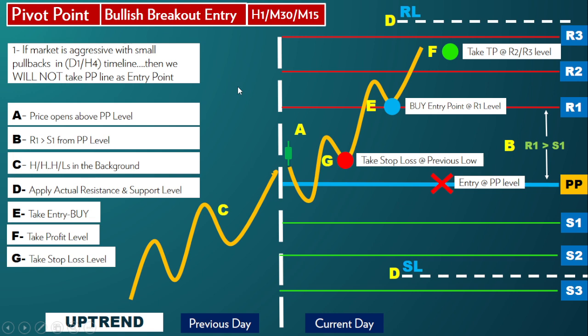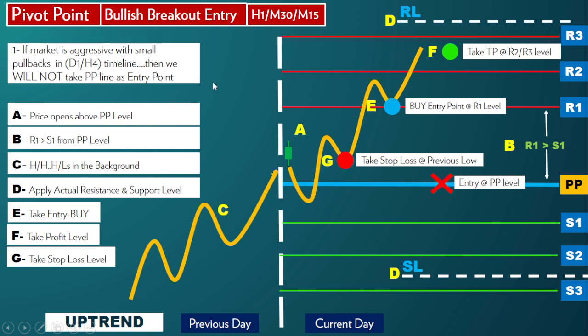So see guys, when you are dealing with pivot point and you have a particular scenario, bullish breakout, and in this scenario you have this signal that the market is aggressive with small pullbacks in daily time frame and H4 time frame, then the one thing you have to make sure is that you will not take PP as your entry point. Then you have to check all this analysis checklist. This is confirmed, this is confirmed, C, D, and if all these A to D are confirmed, then you will take your entry point, your take profit level, and your stop loss level according to the picture that you can see over here.